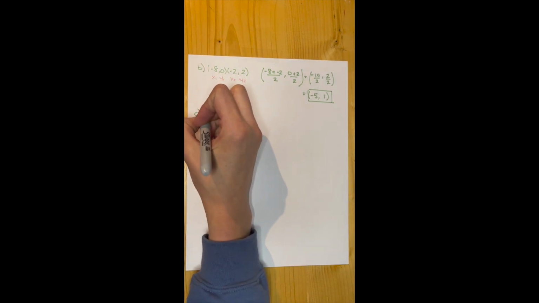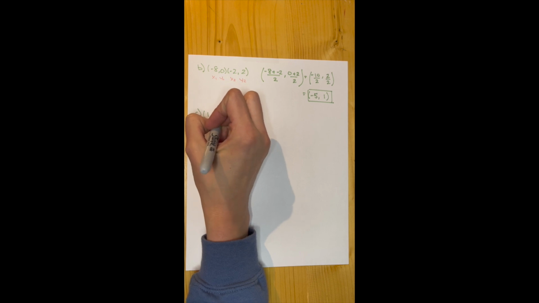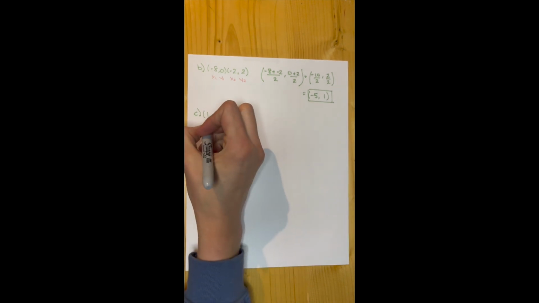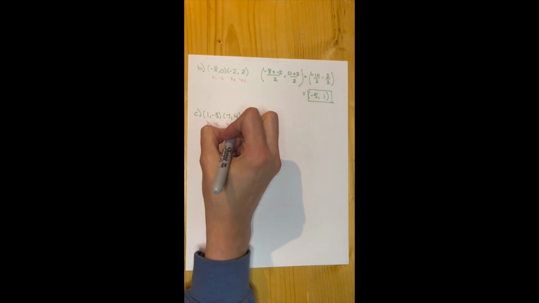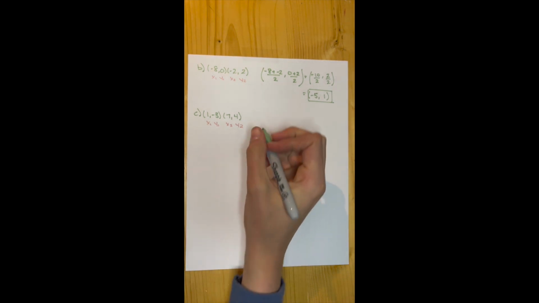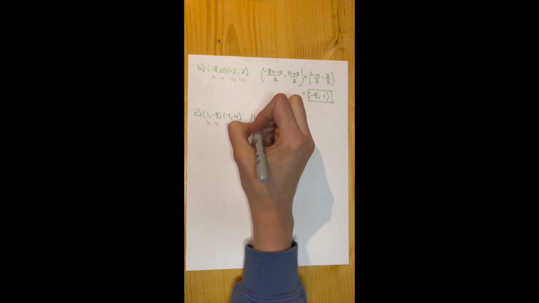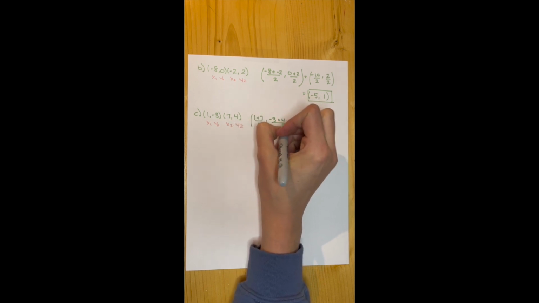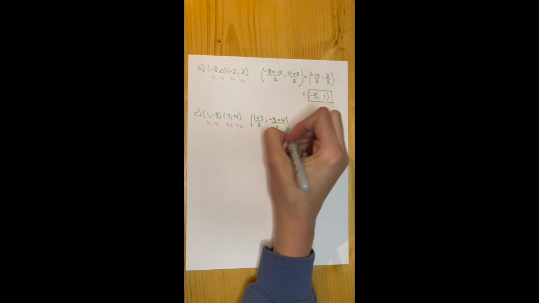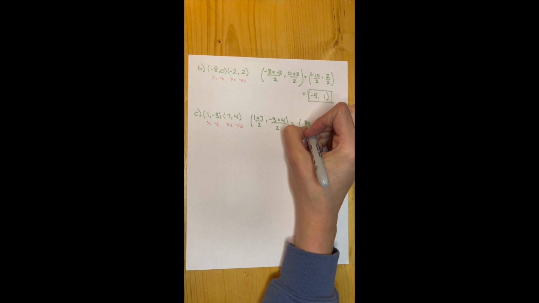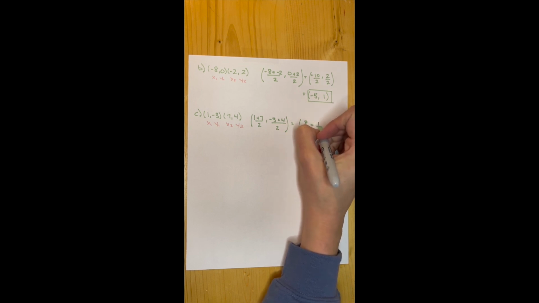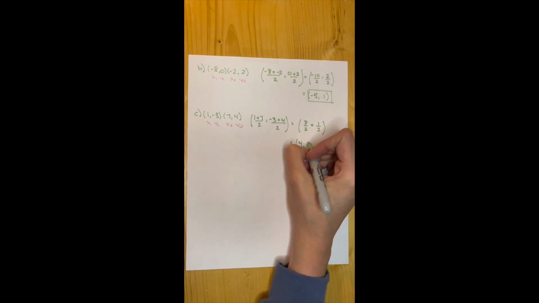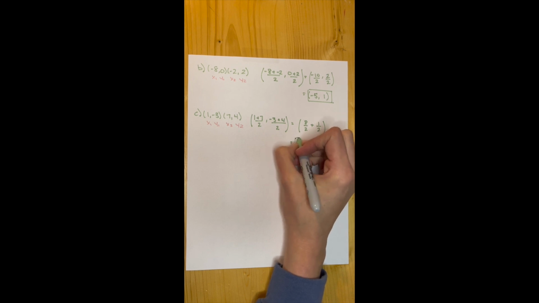For letter C, we're going to find the midpoint between (1, -3) and (7, 4). So we'll label them and then we will add our x values. We have 1 plus 7 divided by 2. And then our y values, we have -3 plus 4 divided by 2. This results in 8 over 2, comma 1 over 2, which is (4, 0.5). And that's our midpoint between those 2 points.